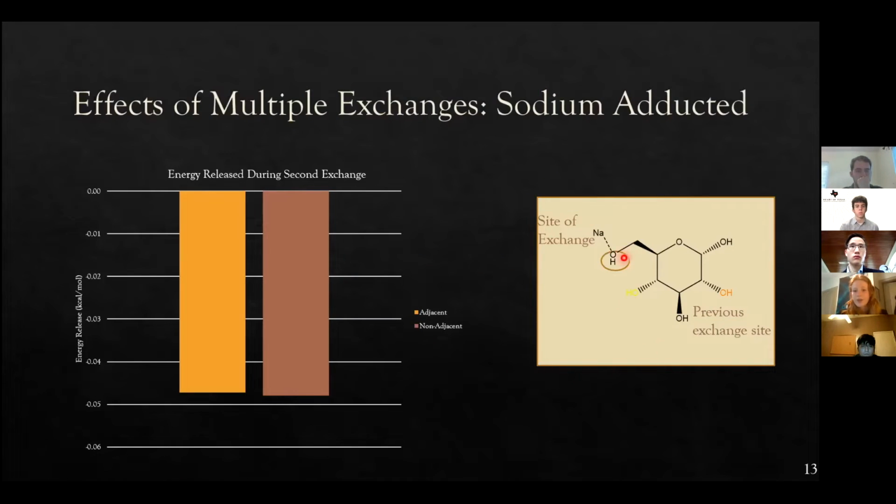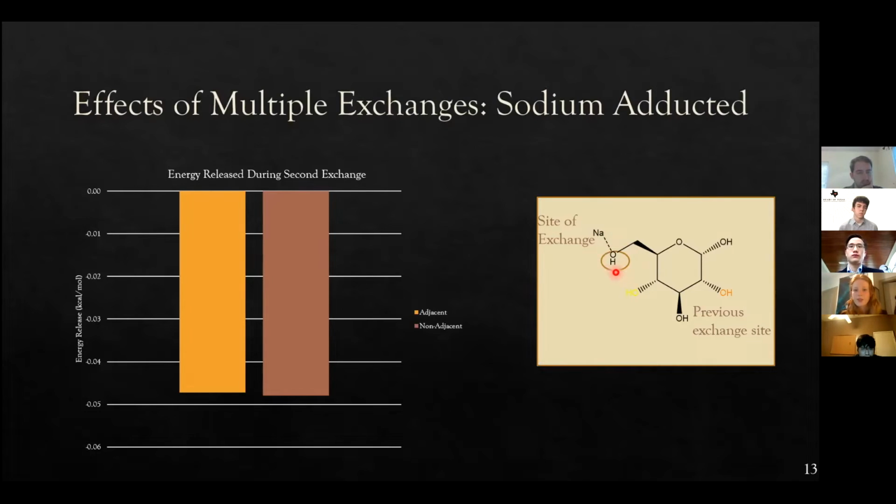However, now that our sodium is adducted to our site that's now exchanging, again, we see that sodium is the greatest effector of what's going to stabilize the exchange of this molecule. So again, confirming what we had observed previously, when we're changing these other parameters, it is the sodium itself that's going to have the greatest effect on whether or not these exchanges are favorable.